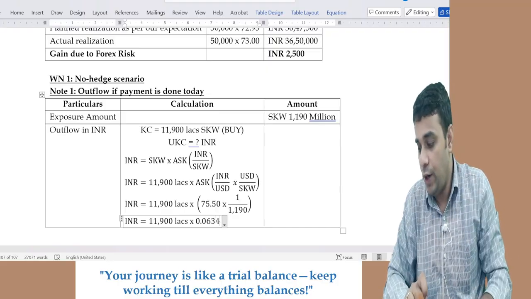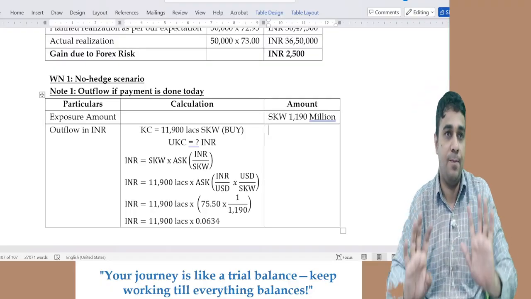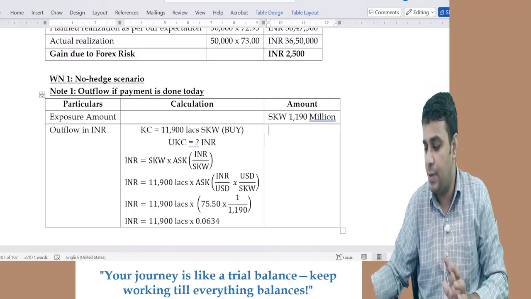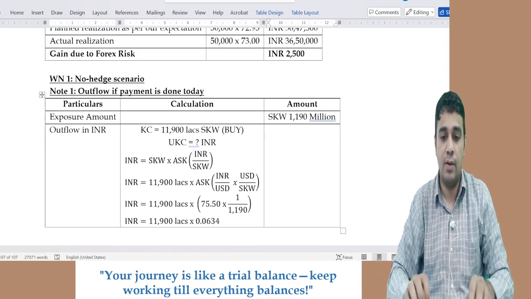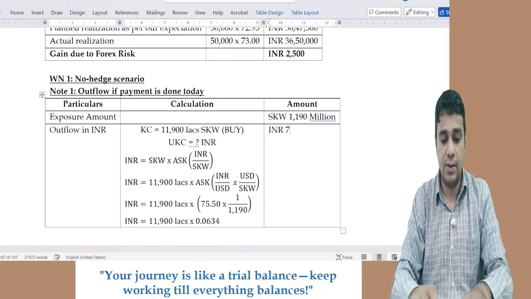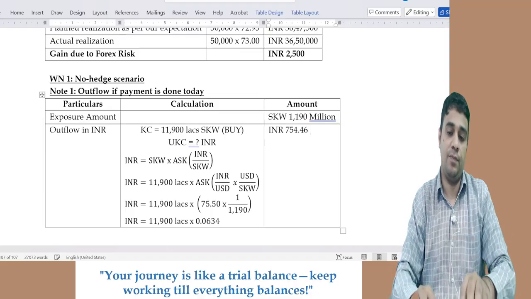0.0634. When you multiply, this answer should be a 4 decimal answer in lakhs. 4 decimal, I don't think any decimal will come here. 0.0634 into 11,900 gives INR 754.46.